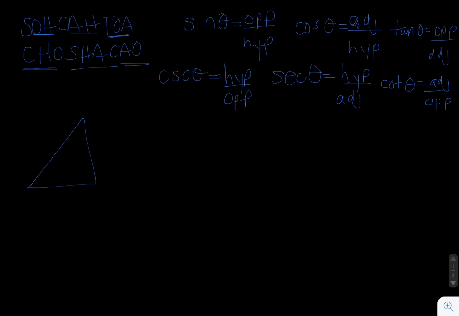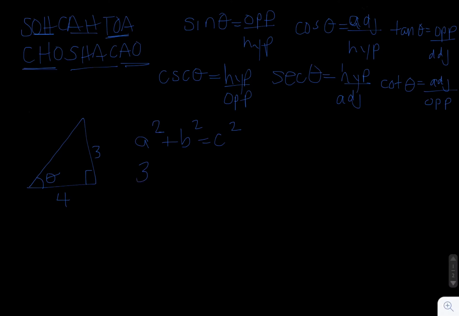Well, let's go with a right triangle. That's our right angle. Here's our theta. Let's say one leg is 3 and the other is 4. How can we find the hypotenuse? Well, remember from geometry, a squared plus b squared equals c squared. A and b refer to the legs. C is the hypotenuse, always the longest side.